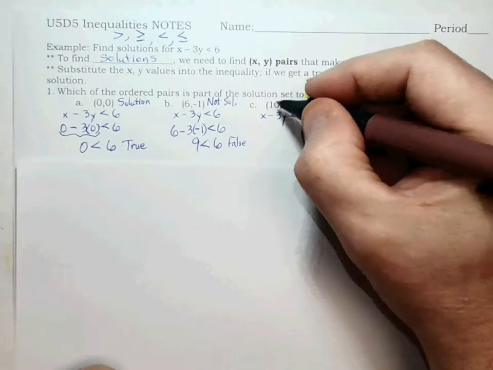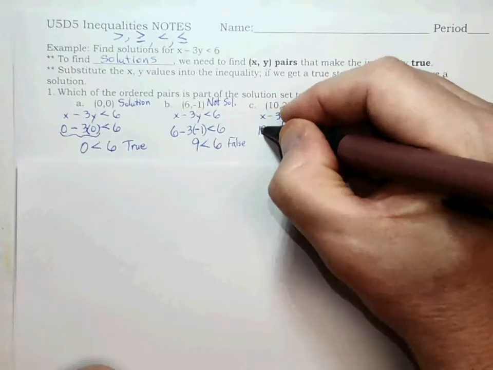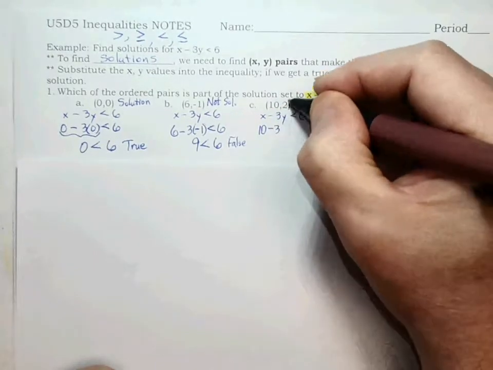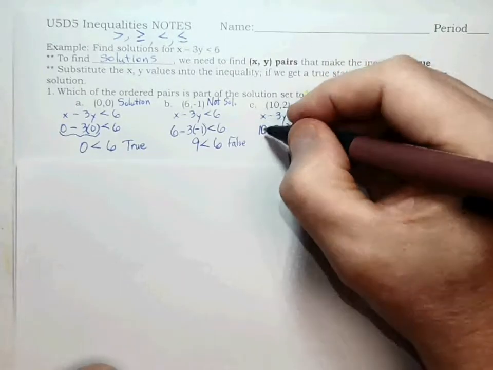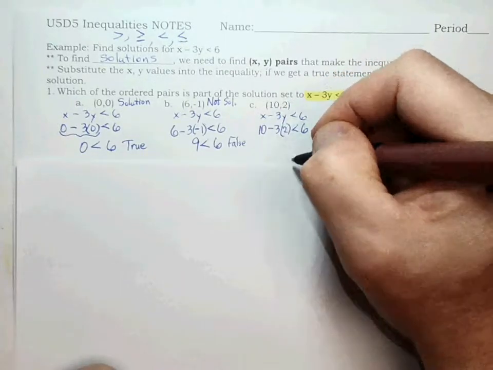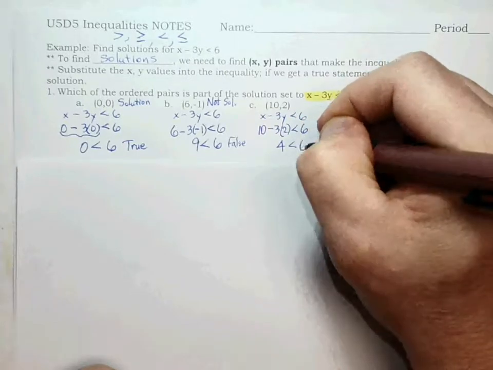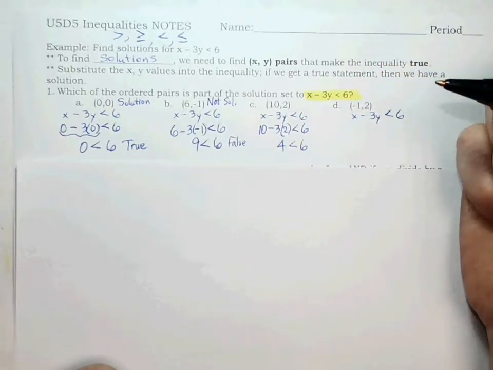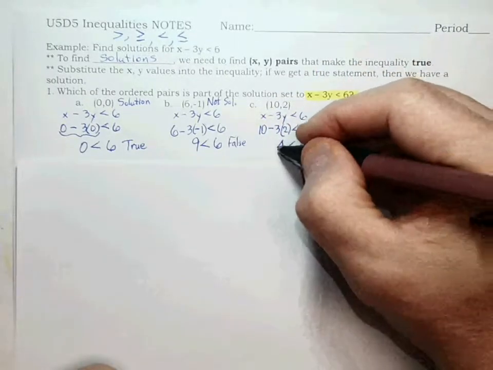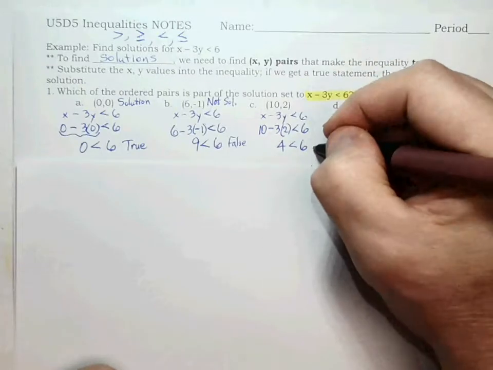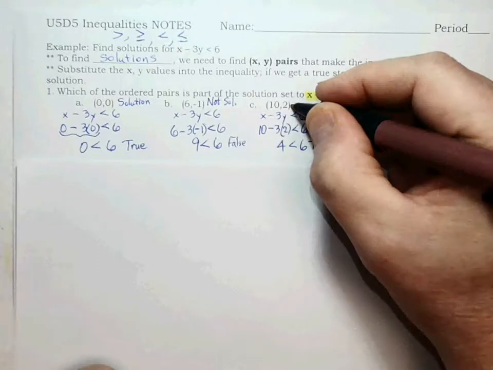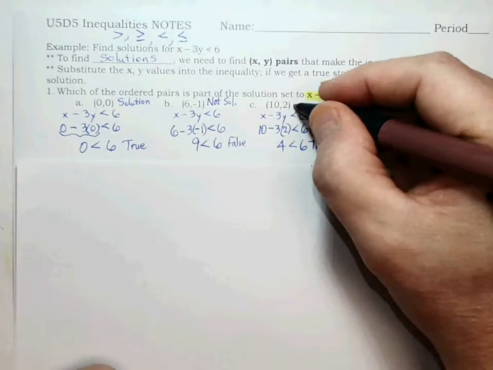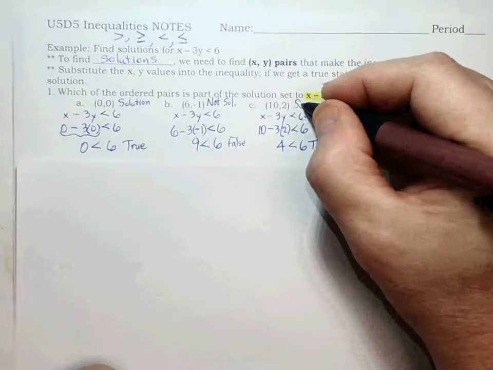So as I come over here, I got 10 for x, 3 times y, which is a 2. And that's going to be 10 minus 6, doing my PEMDAS. And is that true or false? That is true. 4 is less than 6. Because it's true, what do we call this? That's right, we call this a solution.